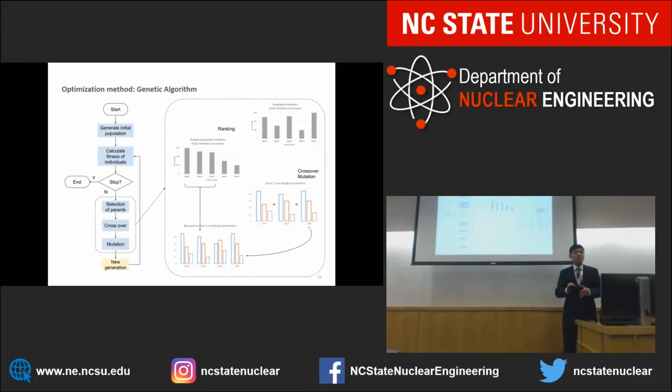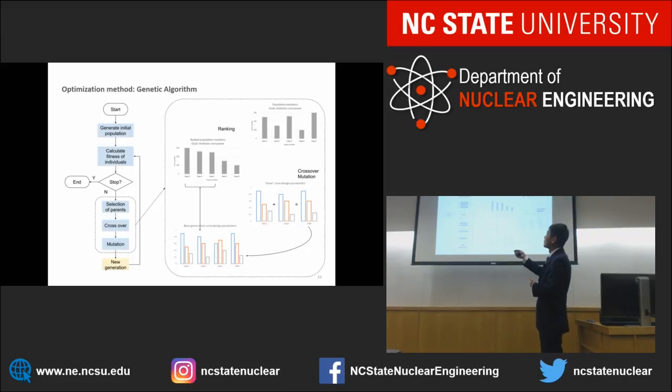So then we picked the optimization method. The one we used in this study is called genetic algorithm. You probably have heard about it. It's based on the Darwin theory of natural selection. The fittest ones will have a better chance to survive, and pass their genetic information to the next generation. So this is what we do.